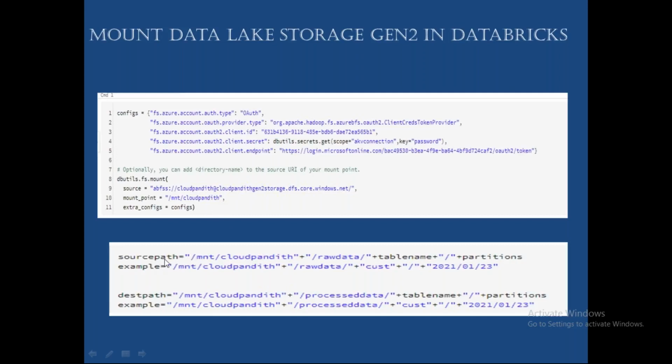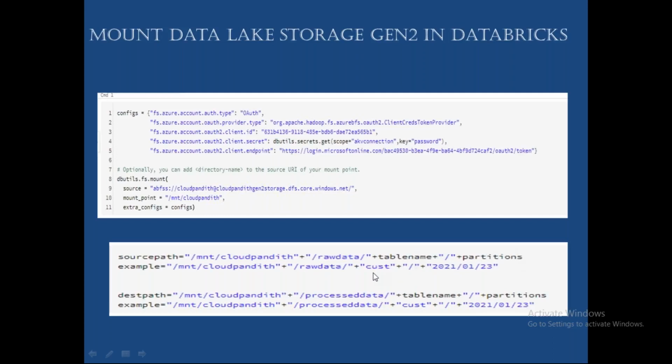So now what I want to do is something like this. See, source path: /mnt/cloud pandit, and raw data is my folder. From the raw data folder, I want to load data into the processed data folder. But now my question is, which table? The table I need to get dynamically. Partitions I need to get dynamically.